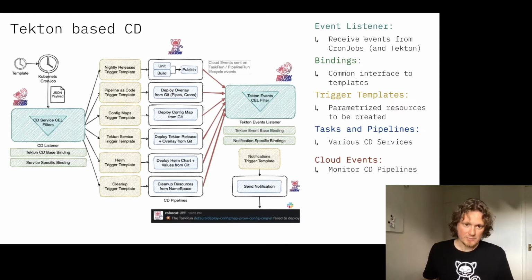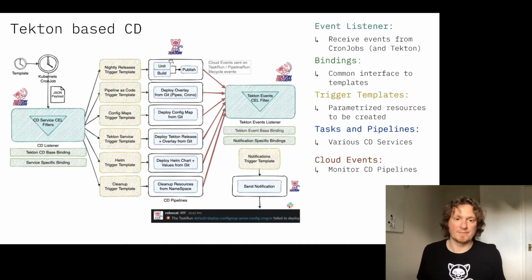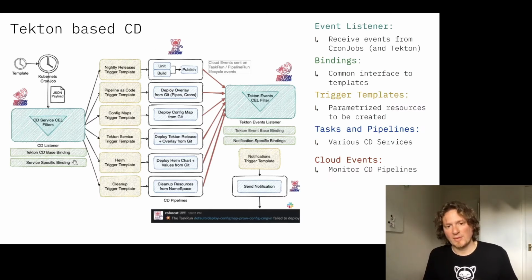So Tekton can generate cloud events for everything that happens about task runs and pipeline runs. So for instance, when we start a nightly release, or when we are completing it, whether it's successful or failed, cloud events are going to be generated. And we have the system configured so that all the events are going to one single sink, which is yet another event listener, here the blue box on the right hand side.